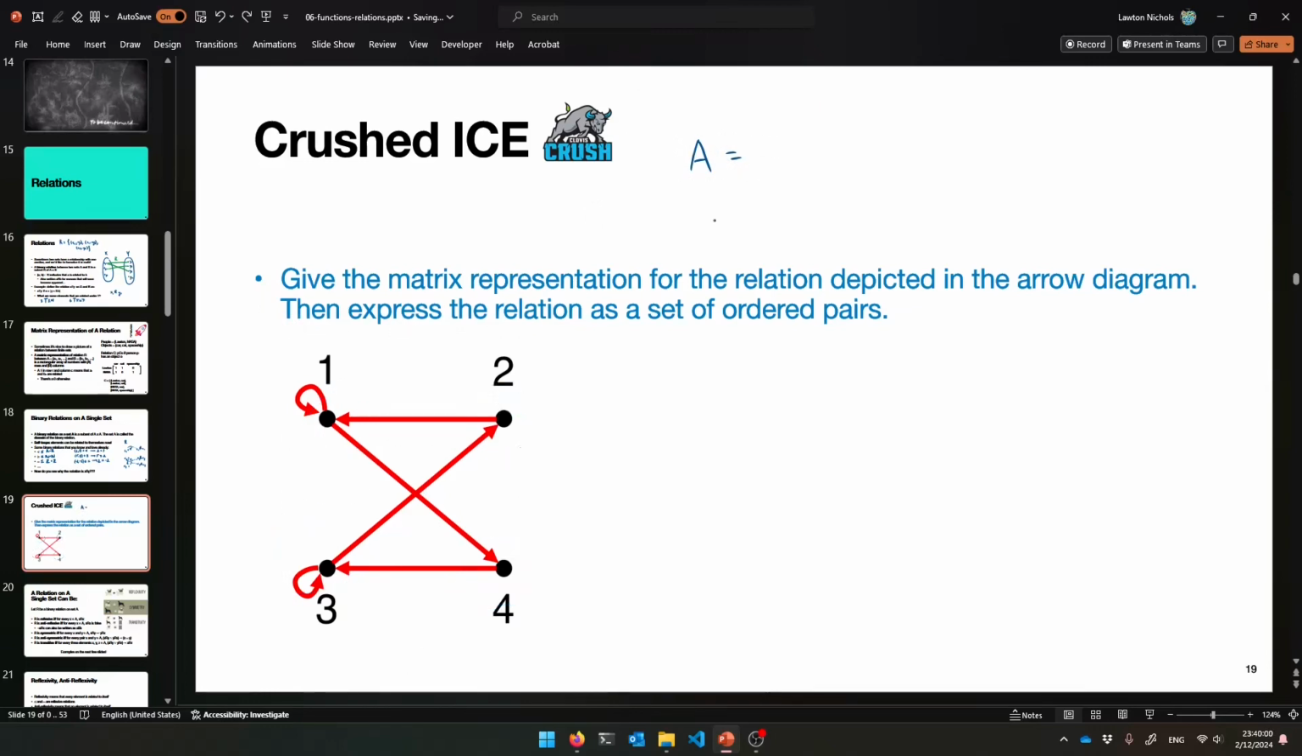Okay? So for example, these are the things that are related to other things. For example, 2 is related to 1 because there's an arrow from 2 to 1. Okay? So that's one thing. So for example, 2 is related to 1 in this relation R. See if you can come up with the matrix form of it, as well as the ordered pairs form of it. Okay? So give that a try, and then I'll show it to you.